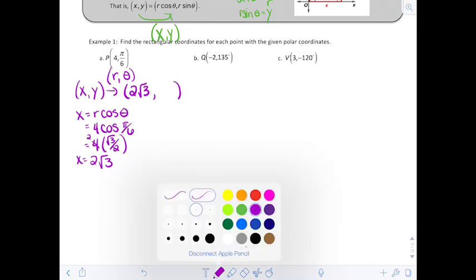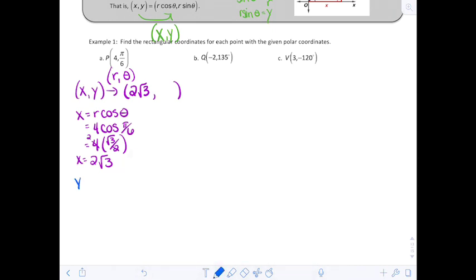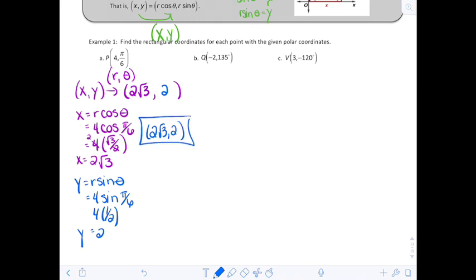Now to get the y value, we're going to take y equaling r sine of theta and plug in 4 times the sine of pi over 6, or 30 degrees. I know the sine of 30 degrees, or pi over 6, is 1/2, so half of 4 is 2. So my final answer is 2 root 3, 2. These are my x, y values. So 4, pi over 6 in polar coordinates converts to 2 root 3, 2.